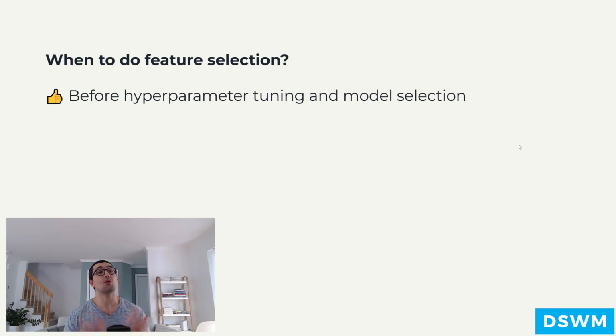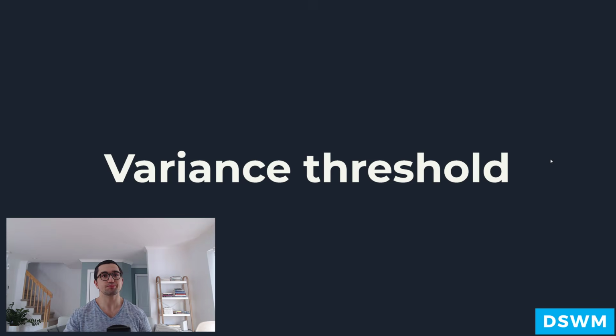And then, when to do feature selection? I really think that you should do it before hyperparameter tuning and model selection. The reason being that if you are tuning your model using all your features, and then you do feature selection, you actually change the feature set, and then you will need to redo your hyperparameter tuning on this new feature set. So really, you're basically wasting time. This is a step that you should do before choosing your model and actually tuning its parameters.